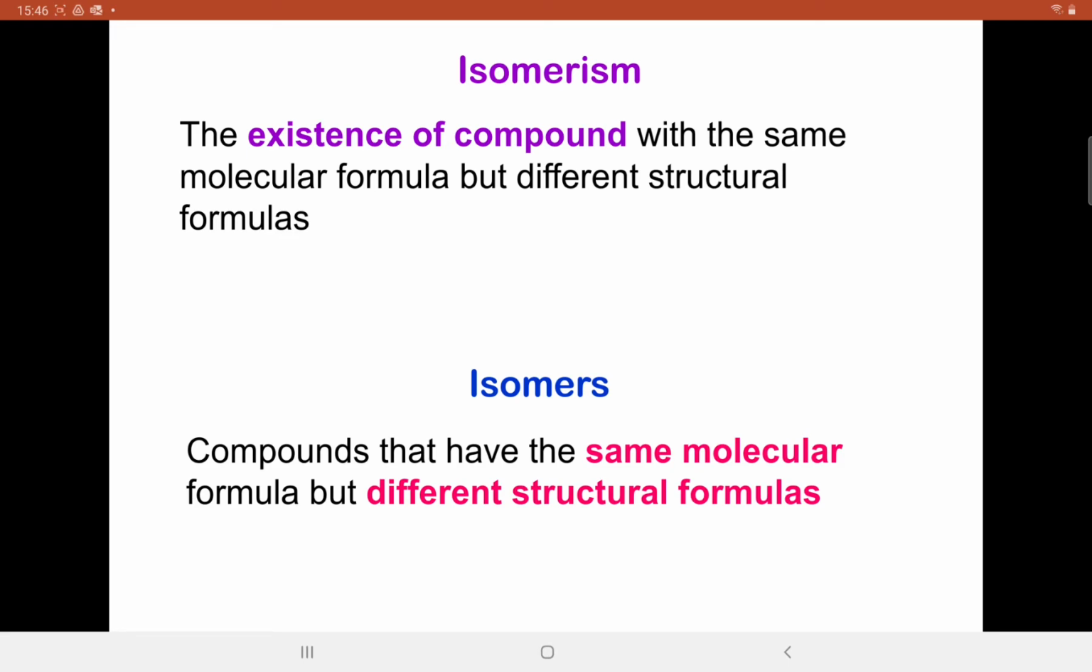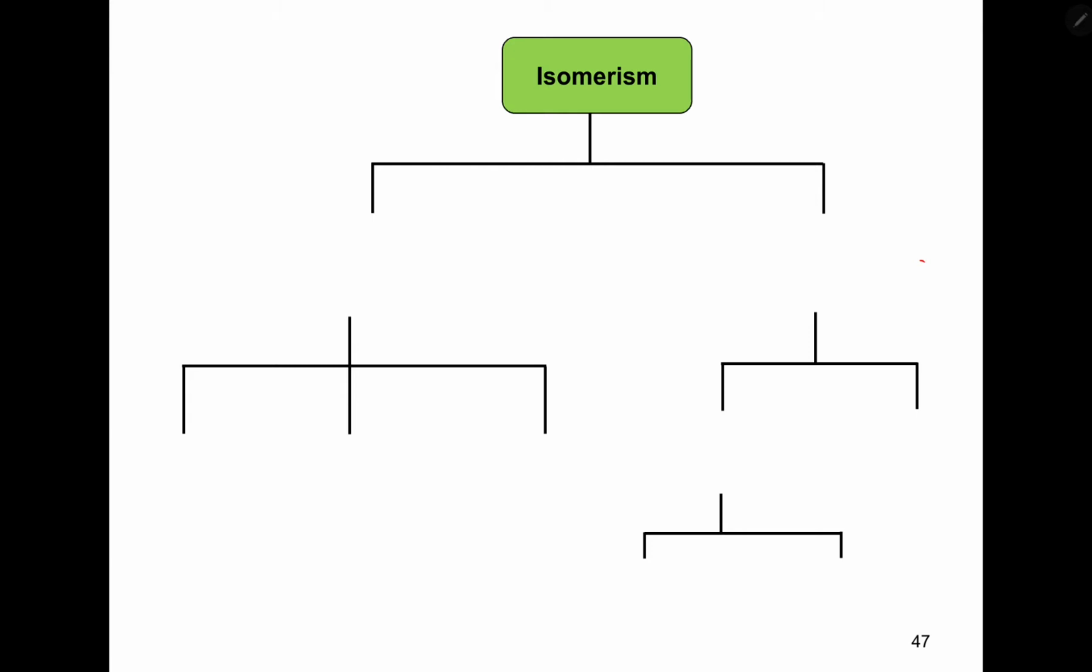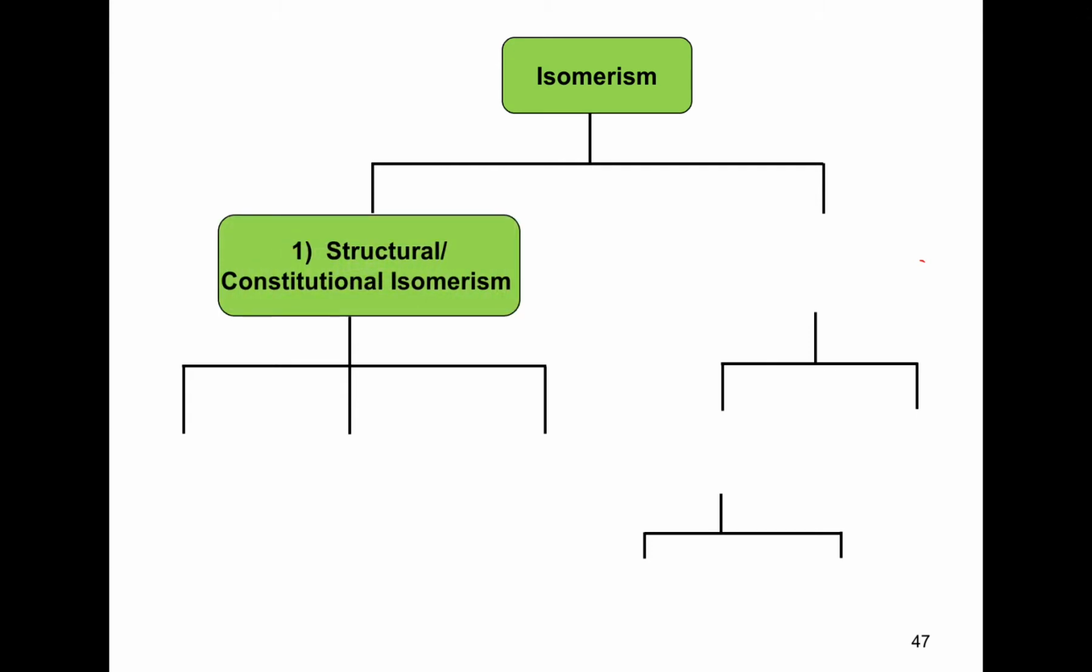Isomerism is the existence of compounds with the same molecular formula but different structural formulas. Isomers are compounds that have the same molecular formula but different structural formulas. We have two types of isomer. The first one is structural or constitutional isomer, and the second one is stereoisomer. So today we are going to focus on the structural or constitutional isomer.